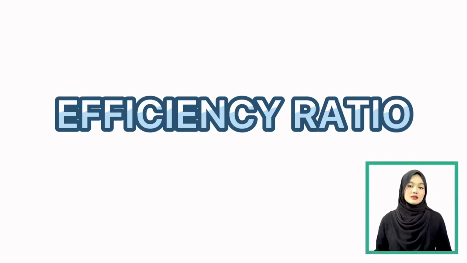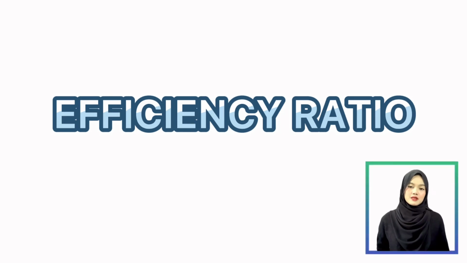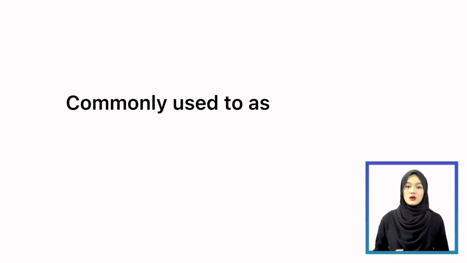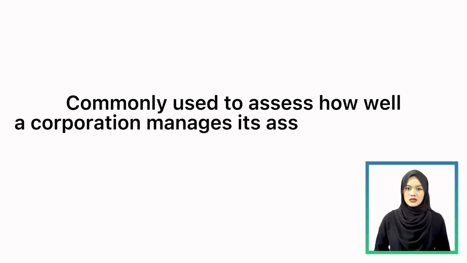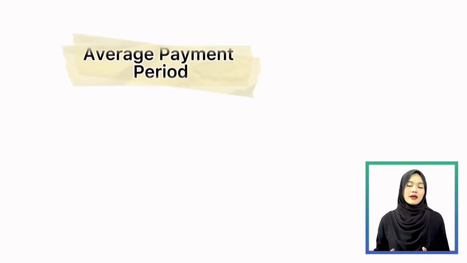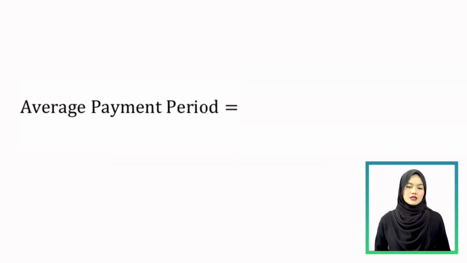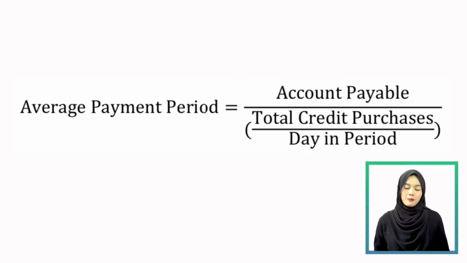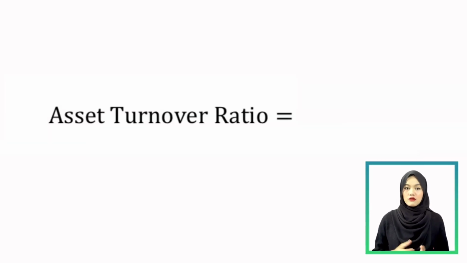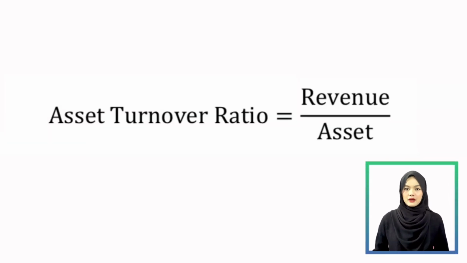Last but not least is the efficiency ratio. The efficiency ratio is commonly used to assess how well a corporation manages its assets and liabilities. For the efficiency ratio, we need to find the average payment period and asset turnover ratio. To find the average payment period, the accounts payable must be divided by the division of total credit purchases and days in period. While to find the asset turnover ratio, revenue must be divided by asset.